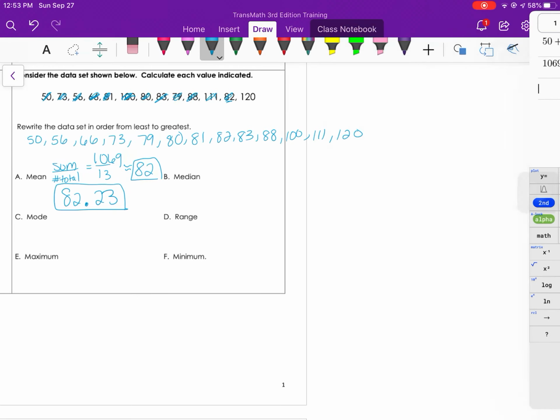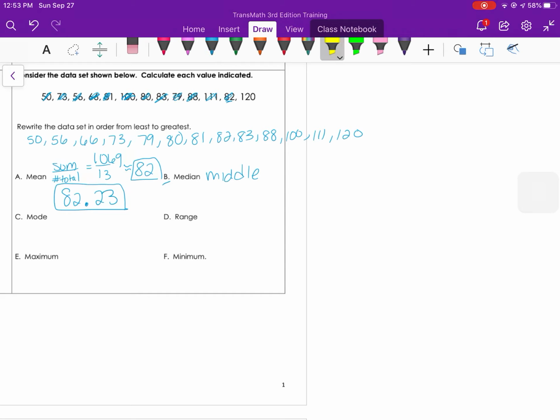Okay, if we go to median next, median is the middle number. So I have them listed in order. To find the middle, I'm going to just work from one side to the other. So one on each side, then one on each side. Keep going to work your way to the middle, which is 81. Remember, if there's two numbers in the middle, then you add those numbers together and divide them by 2 to find the middle.